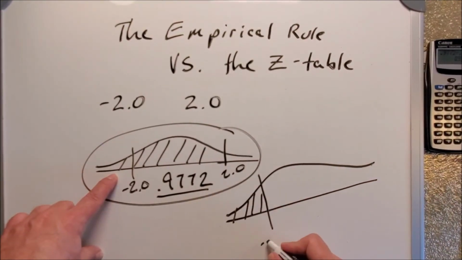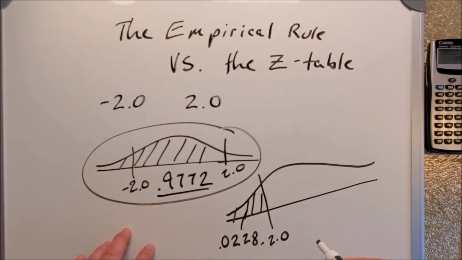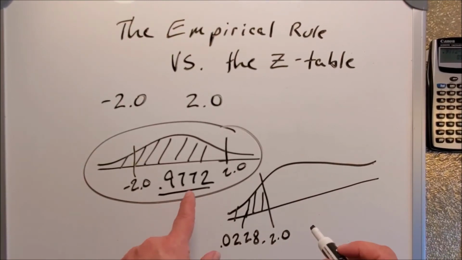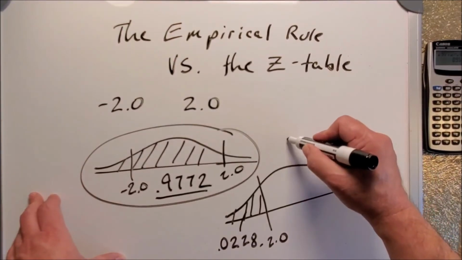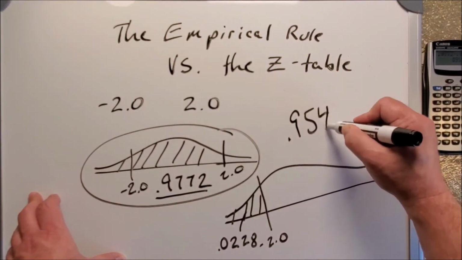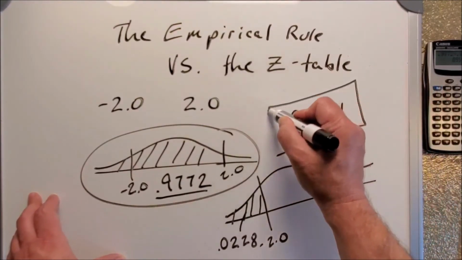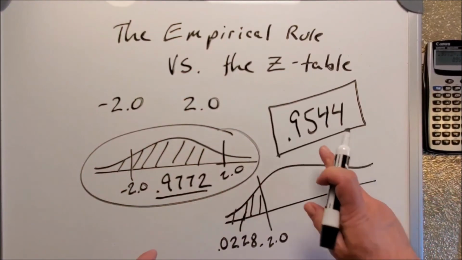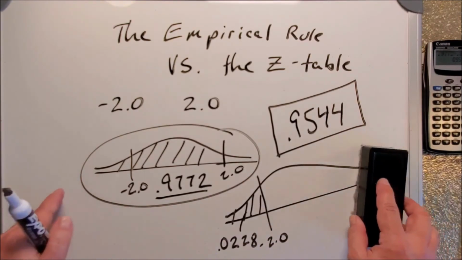My drawings are getting sloppier and sloppier. And find out what's in between. Now this area was 0.0228. When you subtract 0.9772 minus 0.0228, you're going to get 0.9544. And so we see a couple of things. That the empirical rule value of 95% to be found exactly between those 2 points is a pretty good approximation. We also notice that it's not exactly right.